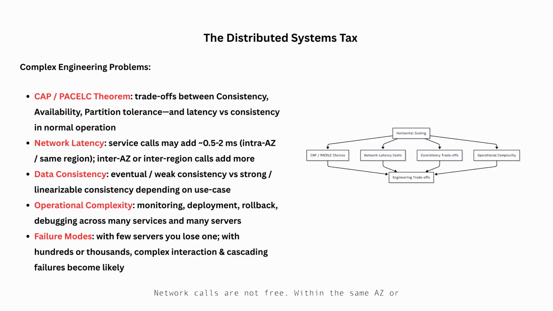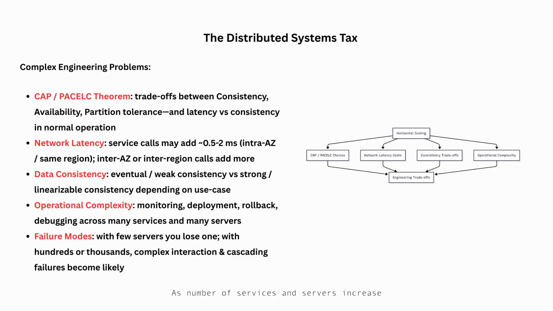Network calls are not free. Within the same AZ or region, you might see 0.5 to 2 milliseconds of extra latency, and crossing AZs or regions pushes that up further. The consistency model matters too. Eventual consistency works for many services, for example caching, logging, some user information. But for billing, authentication, and financial transactions, you often need stronger consistency. Again, we'll come to all of these terms in future videos.